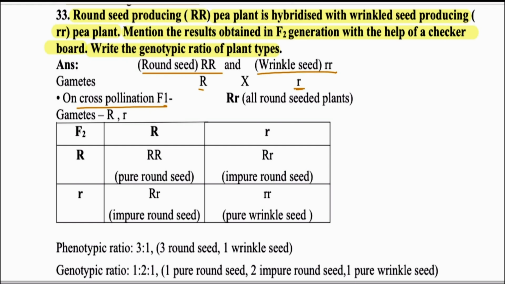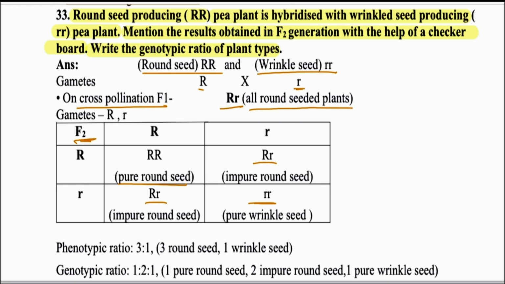On cross pollination, F1 is capital R small r, meaning it is impure round seed. All are round seed plants, but they are impure round seed, and upon F2 it gives one pure round seed, two impure round seed and one pure wrinkled seed.